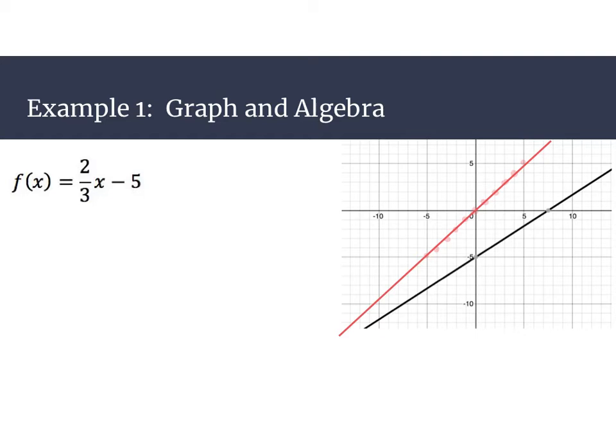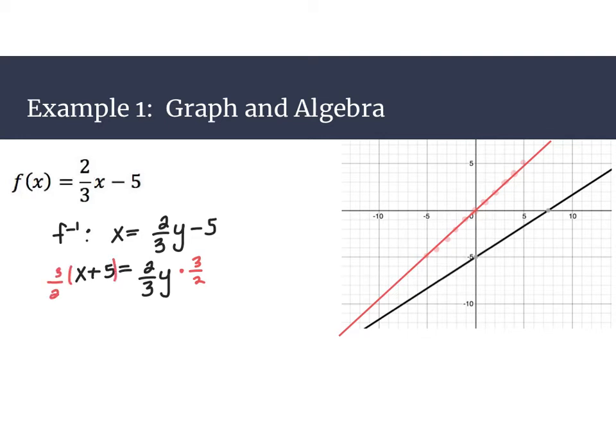For this function, we want to start by switching the x and the y value. Then we're going to solve for y. So add 5 to both sides. We want that y by itself, so we're going to multiply by the reciprocal, which would be 3/2. Make sure you're careful and that you multiply the whole function by 3/2.